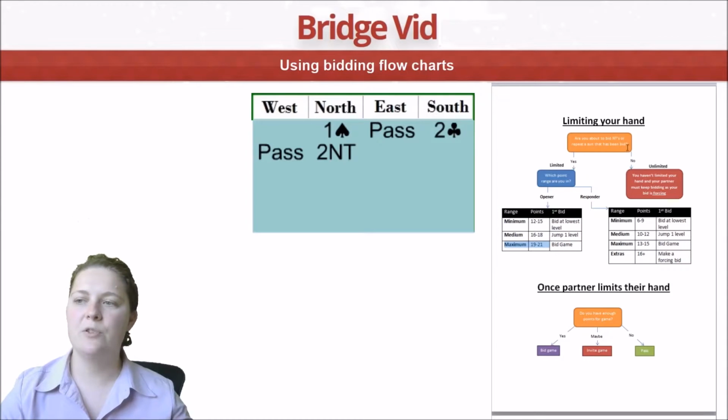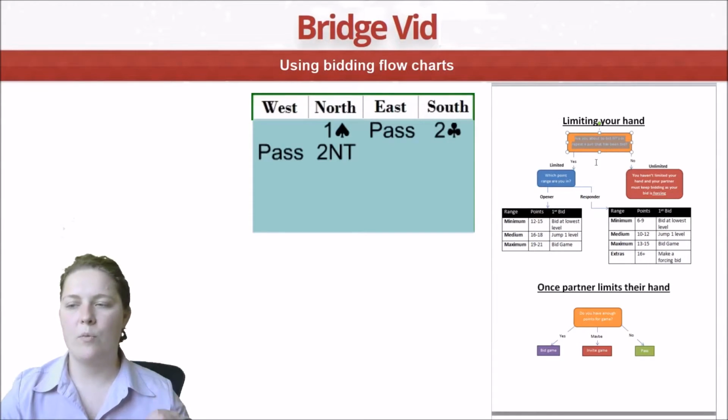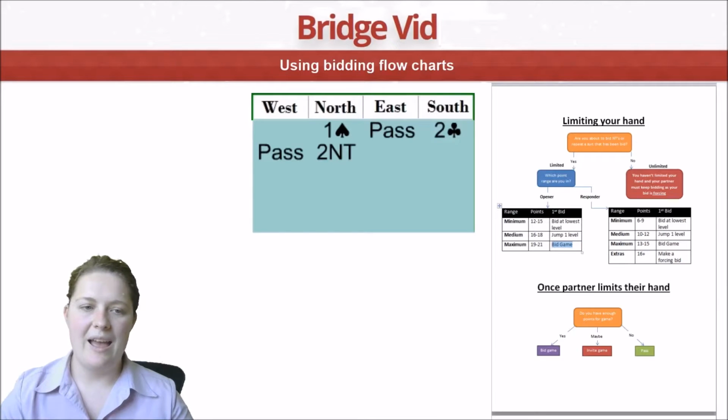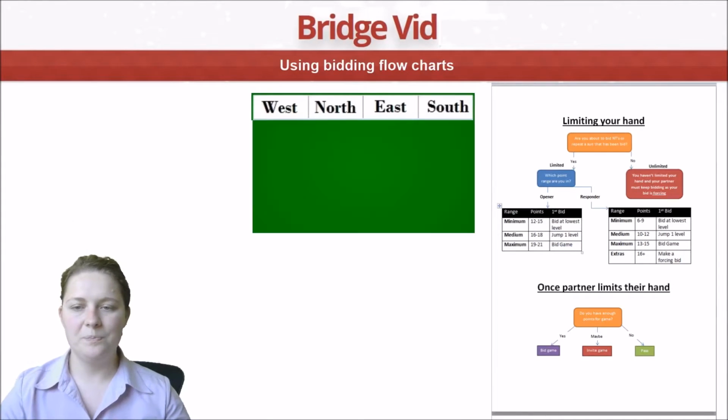Now, if I want to do one of these 3 things, bid no trumps, raise my partner, or rebid my own suit, what I have to do is do it at the right level to tell my partner my points. So if I'm just in a minimum hand, I do this bid at the very lowest level I can, and that just tells partner I'm just a minimum opener, my 12 to 15. If I'm a medium, what I do is I jump 1 level, and if I'm a maximum, I bid game. So let's have a look at how this would work with an auction.